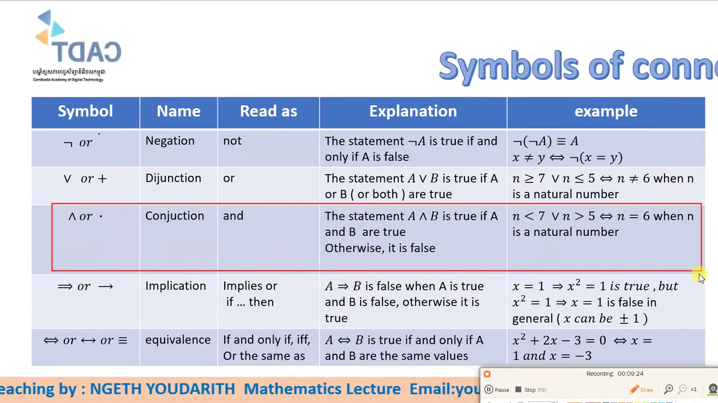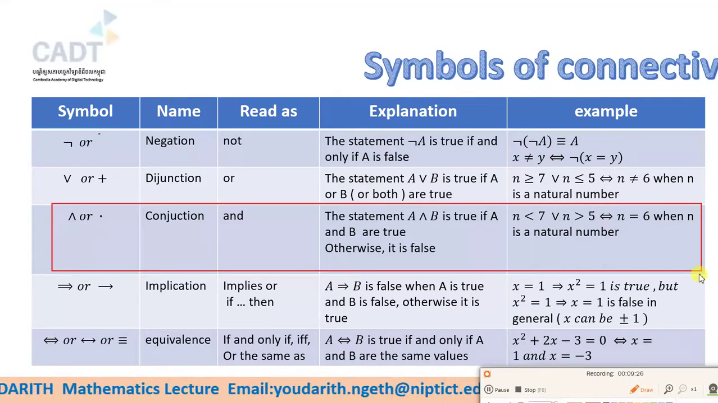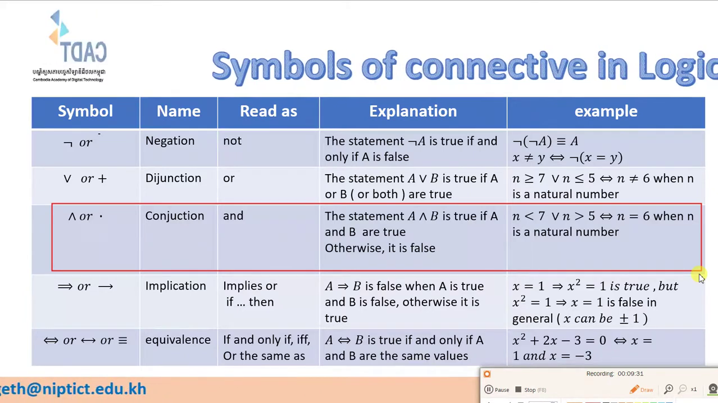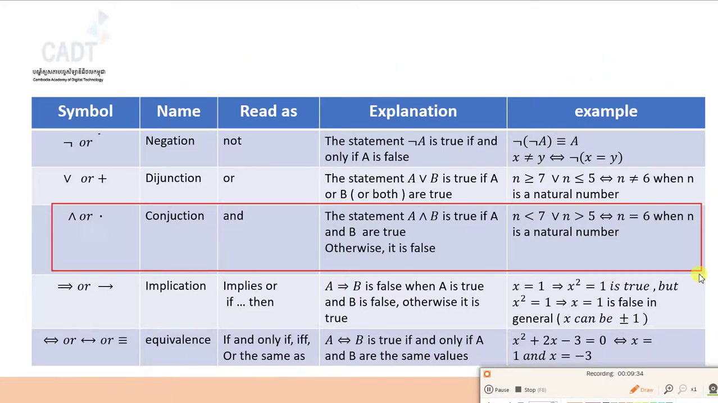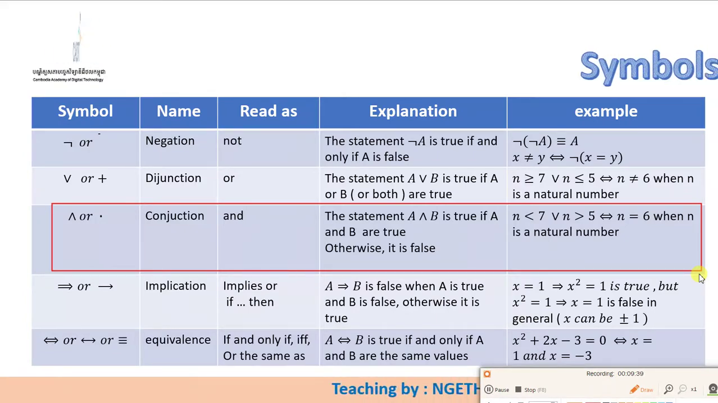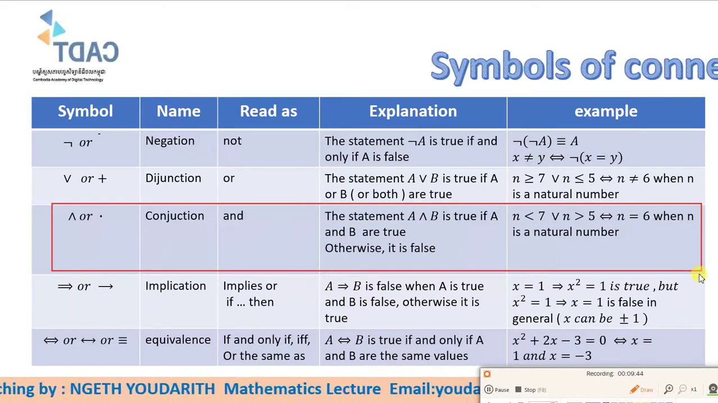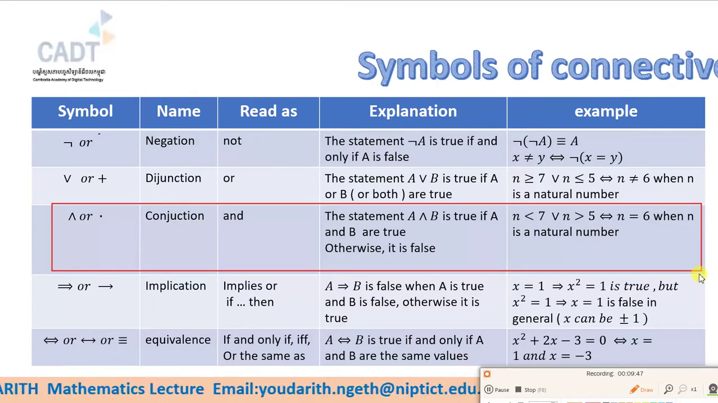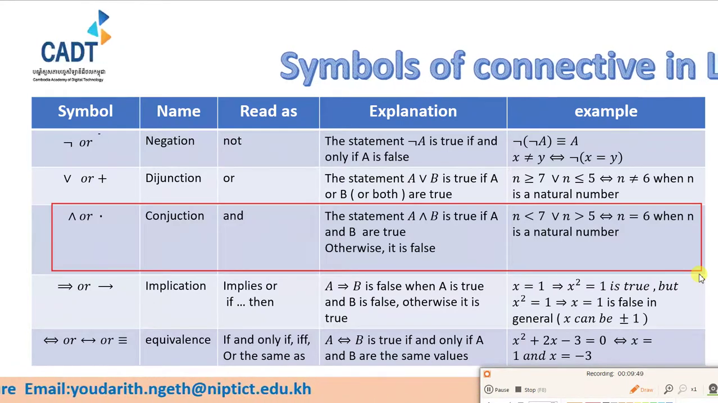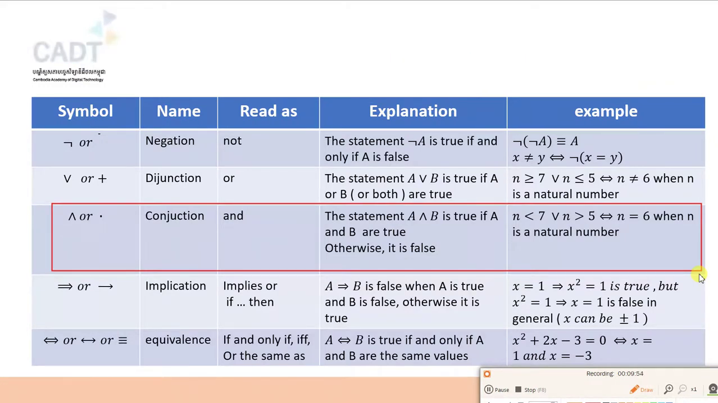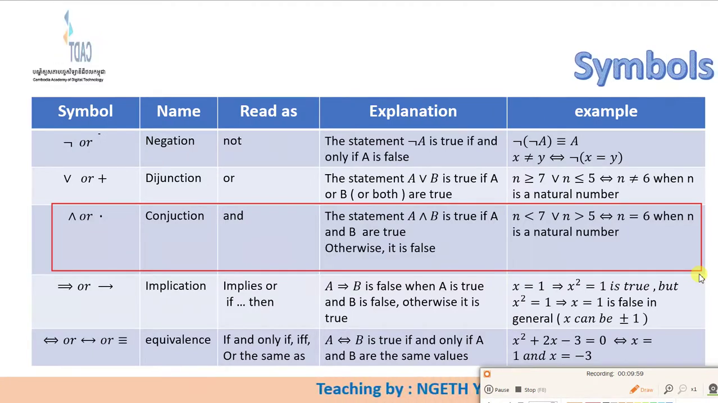This is conjunction. We can read it as the statement A and B is true if A and B are true. Otherwise, it is false. Otherwise means that A true, B false is false. A false, B true is false. A false, B false is false. So it's true in only one case: A and B are true. Besides this, it is false.